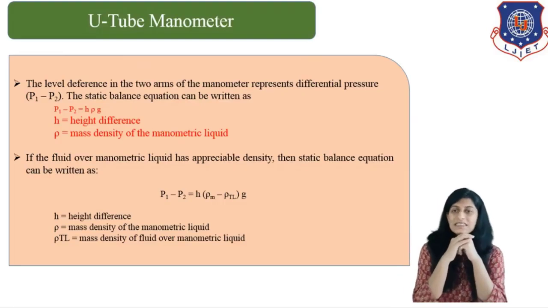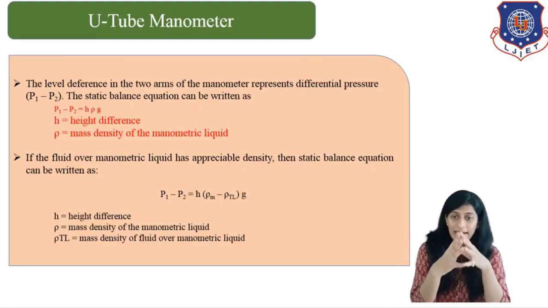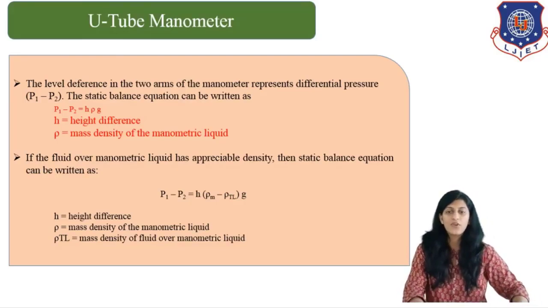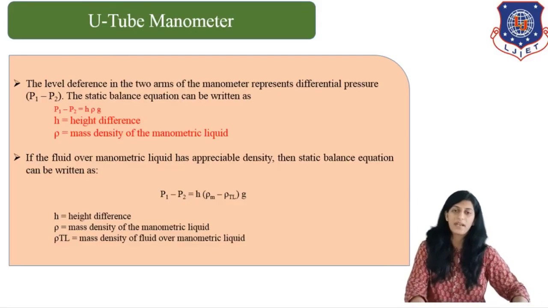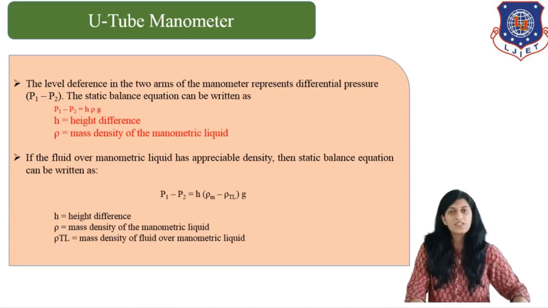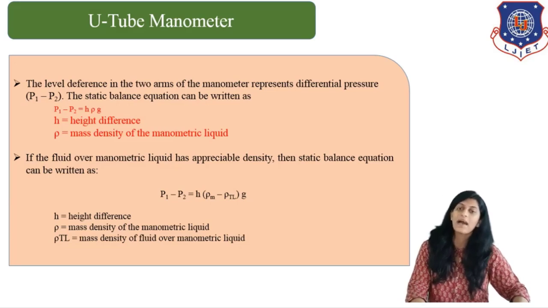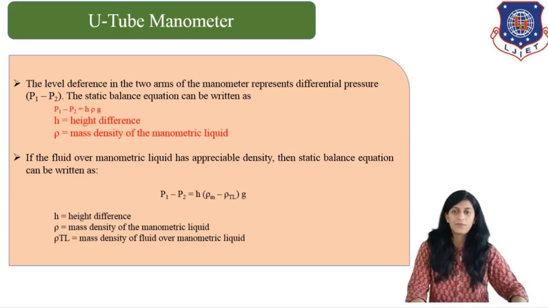Now, let's see how you can determine pressure using the U-tube manometer. We can use the formula of differential pressure, that is P1 minus P2 equals rho g h. Using this formula, we know the height h of the liquid which has been displaced, and we know the pressure P1 which we have applied. So, based on this formula, we can determine the pressure.